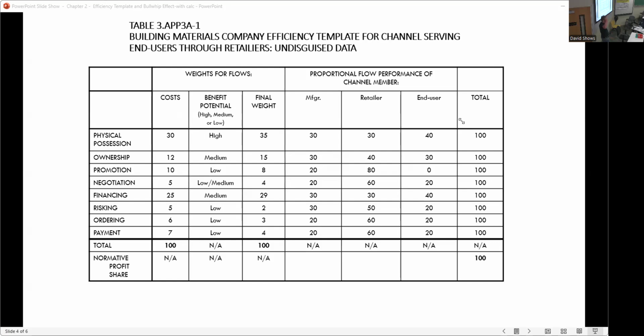So I want you to absorb this and look at it. And look at the name of the table, because that will be important. The name is going to be important because it helps us to understand what this is about. It is a building materials company efficiency template for serving end users through retail. This would be the channel flow of like Lowe's Home Improvement. We have three channel members. We have the manufacturers, we have the retailers, and we have the end users.